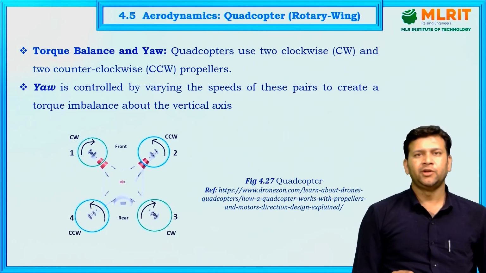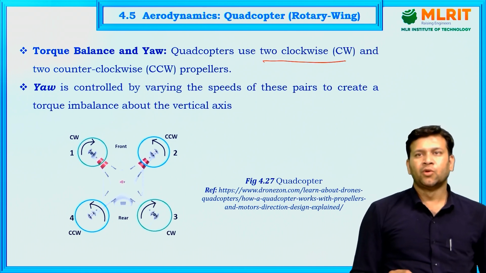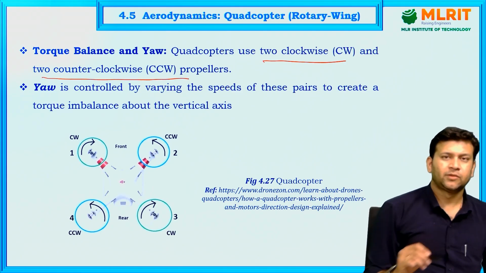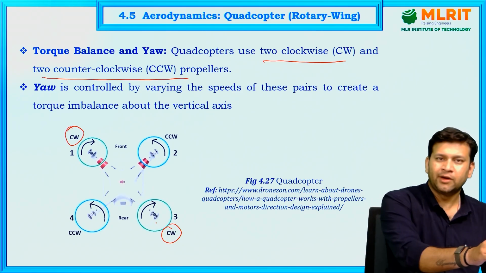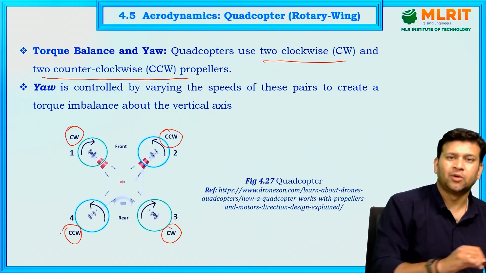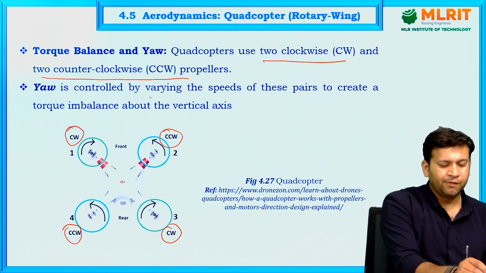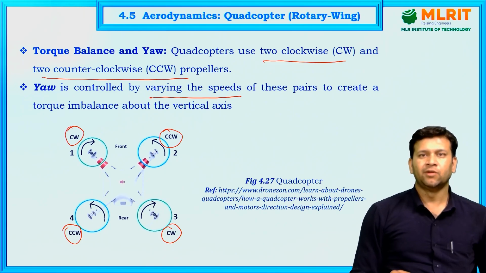Torque balance and yaw. Quadcopters use two clockwise rotating propellers and two counterclockwise rotating propellers. Here we can see one diagonal is clockwise, and the other diagonal is counterclockwise. Yaw is controlled by varying the speeds of these pairs to create a torque imbalance about the vertical axis.